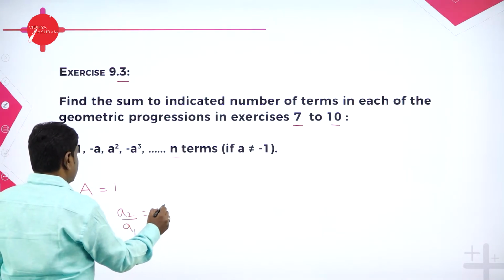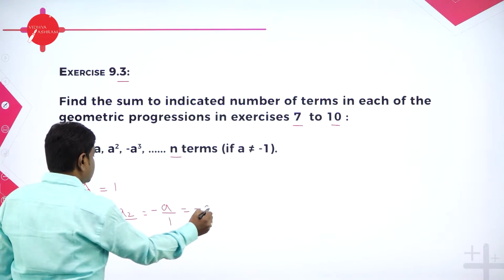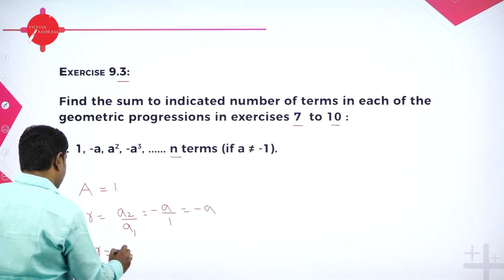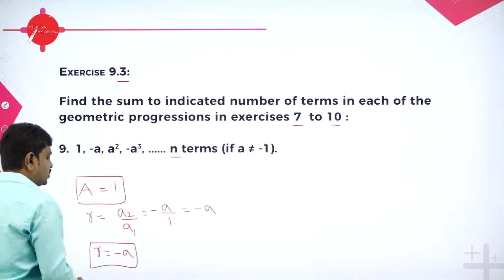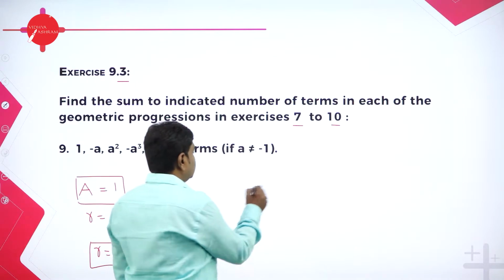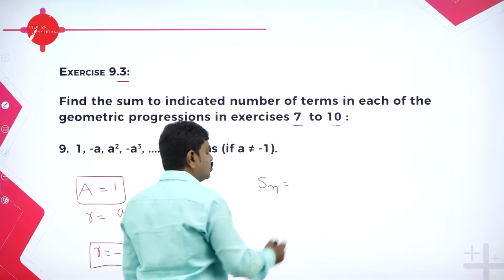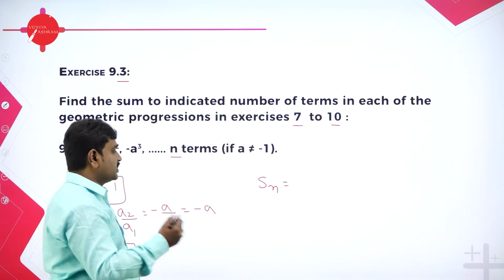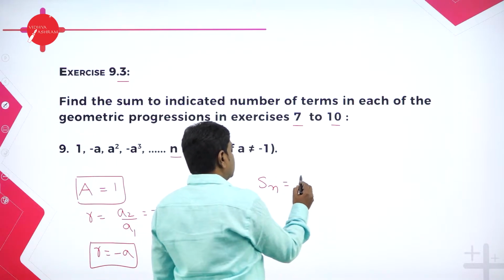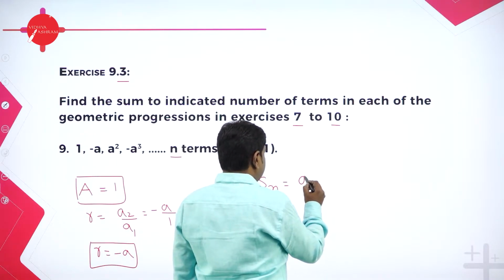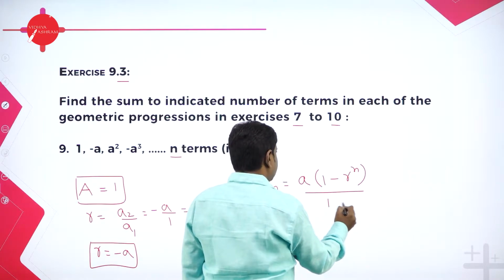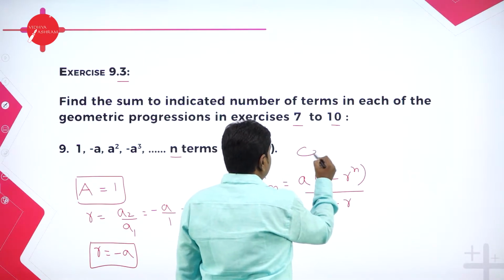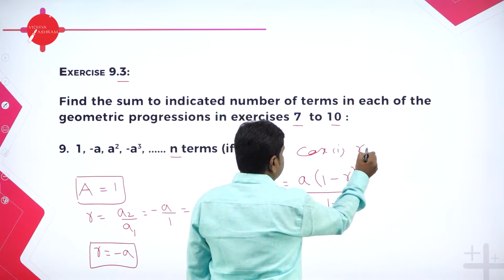So the second term is what? Minus a divided by 1, it will become minus a. So the common ratio is exactly minus a. So now you have the first term as capital A, common ratio as minus a, and the sum of n terms, Sn. Case 1, I will assume r is less than 1. If r is less than 1, Sn is a into 1 minus r power n divided by 1 minus r, which is the formula you have learned. So case 1 I am assuming, that is r is less than 1.